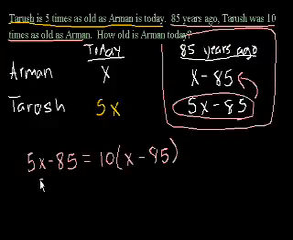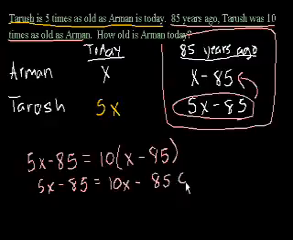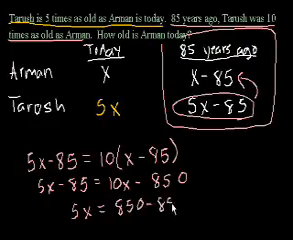Now we just solve the equation. You get 5x minus 85 is equal to 10x minus 850. And then you get, and I'm going to skip some steps just to confuse you. 5x is equal to, well, I think I just confused myself. 5x is equal to 850 minus 85. Let's see, what's 850 minus 85? Well, it would be 35 less than 800. So we could say that 5x, 35 less than 800, 30 less than 800 is 770, so it would be 765.